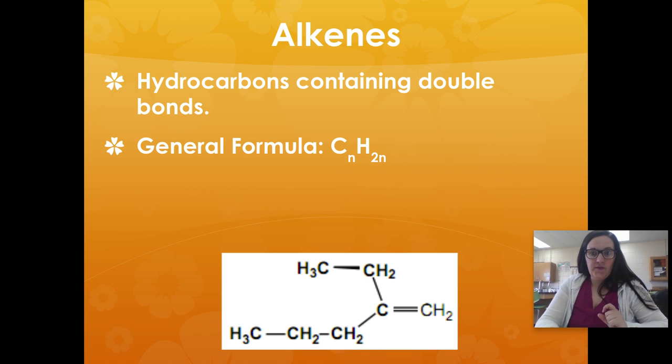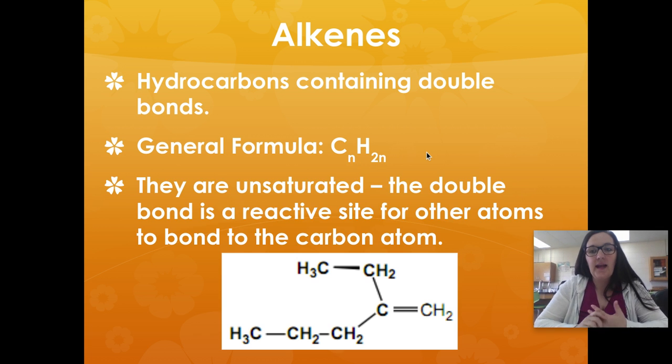The general formula for alkenes is CnH2n. So for every one of these carbons, there are two hydrogens. And these compounds are unsaturated. The double bond is a reactive site for other atoms, meaning that not everything has to be totally covered in hydrogen anymore, because double bonds are going to take up two of those valence electrons, not just one.